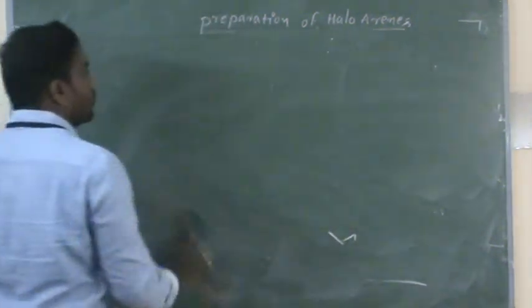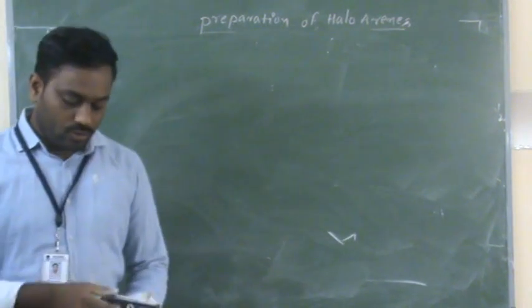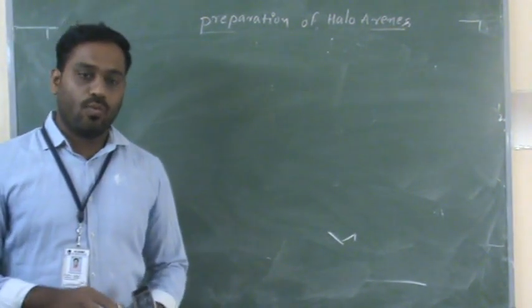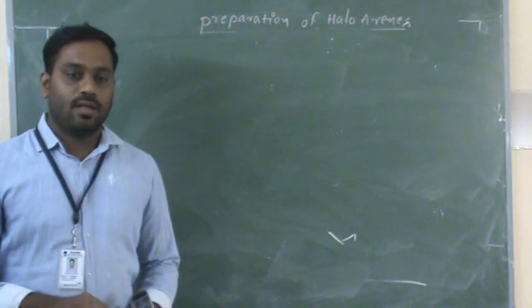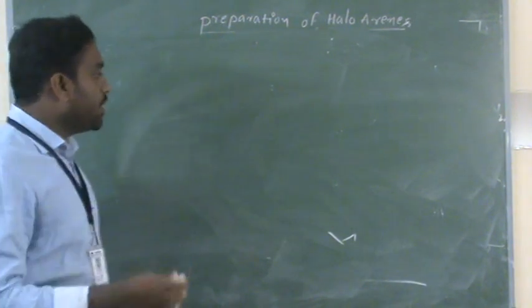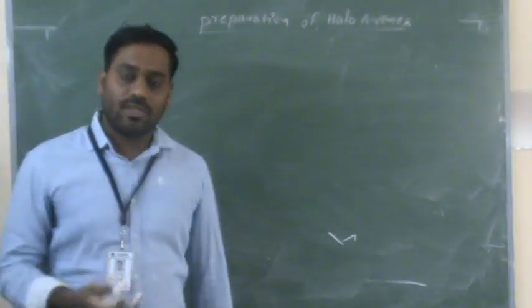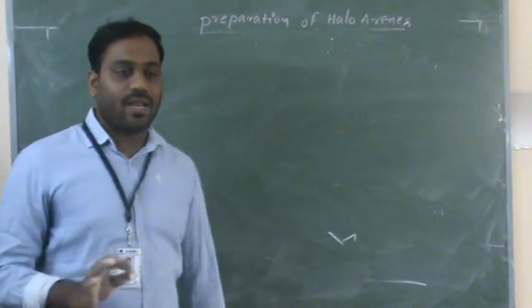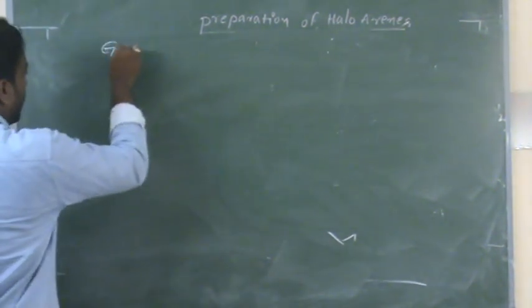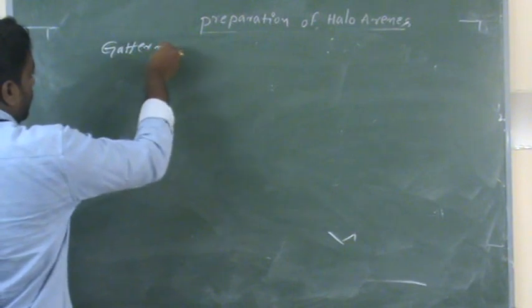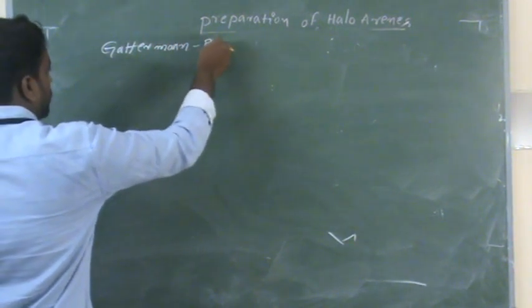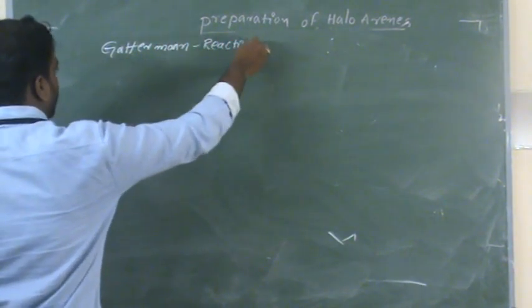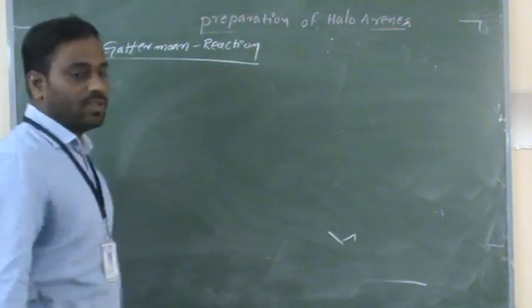Now we are going to discuss how we are preparing bromobenzene, iodobenzene and chlorobenzene by using the Gattermann reaction. The previous one was the Sandmeyer reaction. This is the Gattermann reaction.